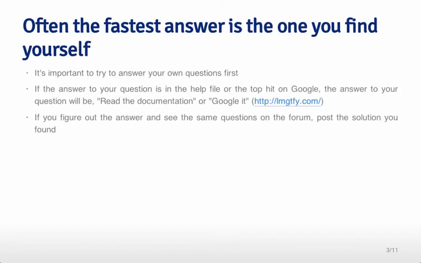It's very clear that the fastest answer is often the one that you find for yourself. So to try to answer your questions yourself, you should try to look it up on Google or look it up on Stack Overflow. If you ask a question that's very simple to Google, you'll often get a response that says Google it or read the documentation, which is not the easiest way to get the answer that you're going for.